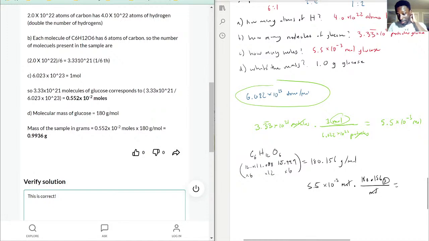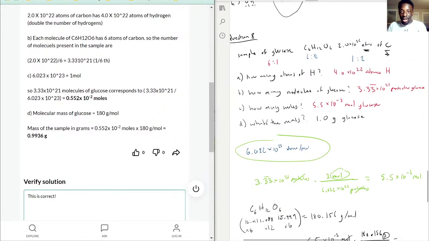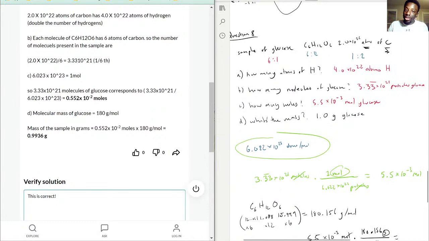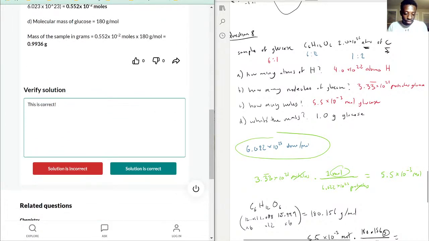So it shows that even with the smallest information, you can get every part of the question. Just make sure you keep it along with your units so you don't get confused in any section. So with that, let me just end it here.